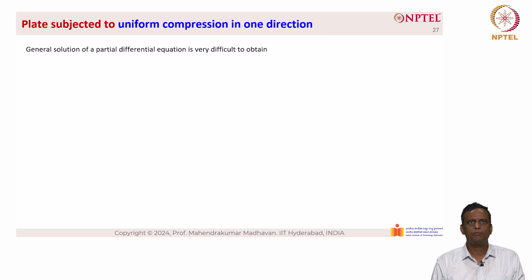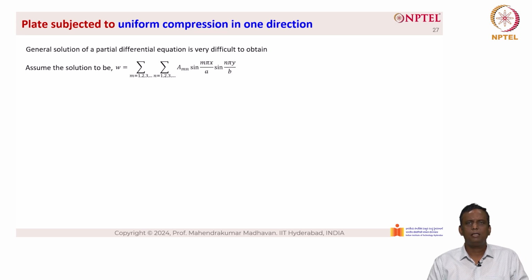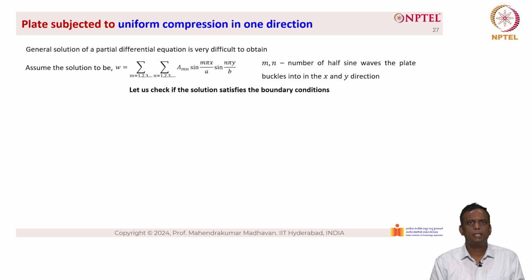Now the general solution for a partial differential equation is very difficult to obtain. So let us assume the solution to be in a series form where w equals the sum over m equal to 1, 2, 3 and the sum over n equal to 1, 2, 3 of A_mn into sin(m pi x by a) into sin(n pi y by b). Here m is the number of half sine waves in the direction of loading, which is in the x direction, and n is the number of half sine waves in the direction perpendicular to the loading, which is in the y direction. Let us check if the solution satisfies the boundary conditions.